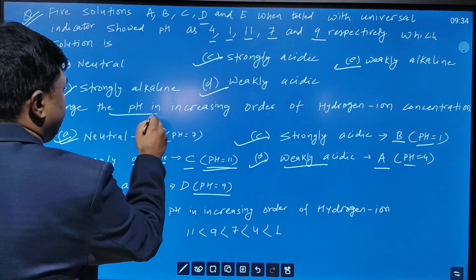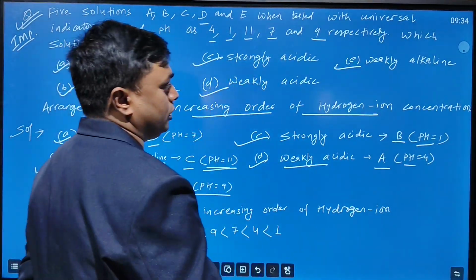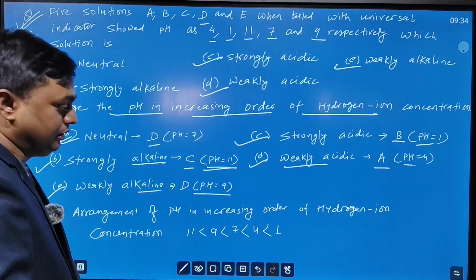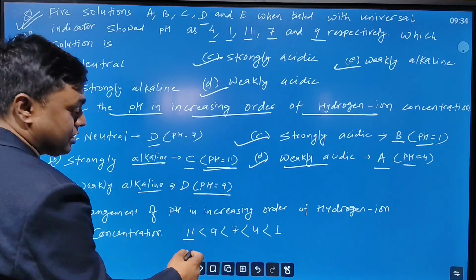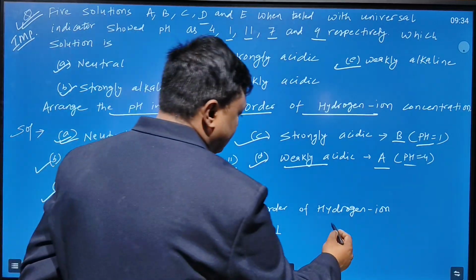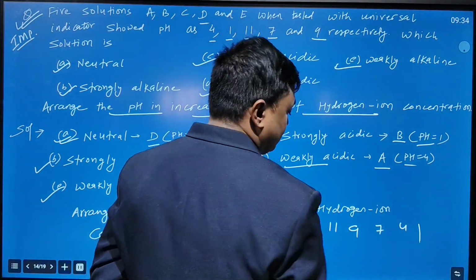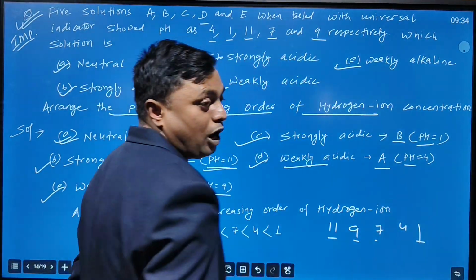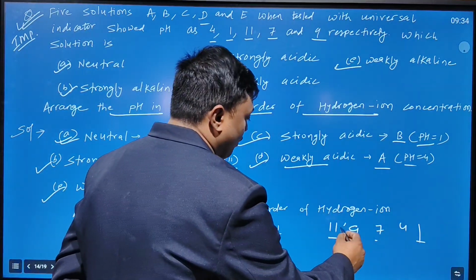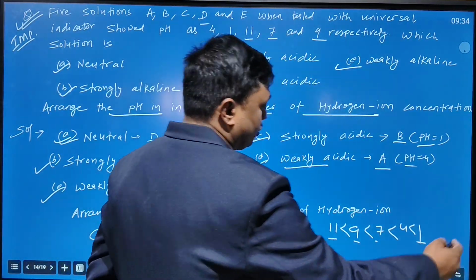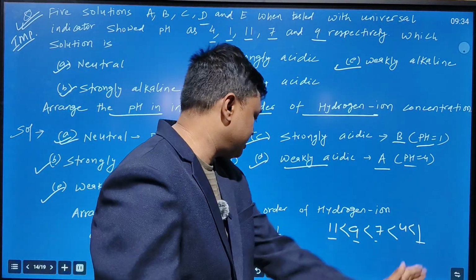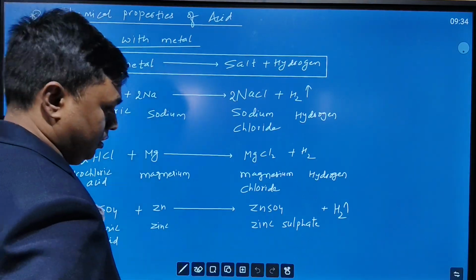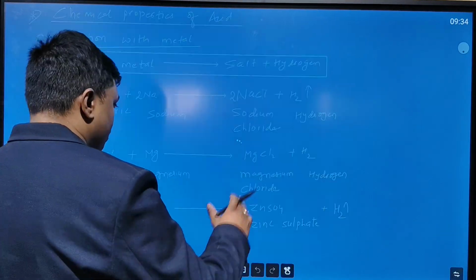When they are asking to arrange in increasing order of hydrogen ion concentration, as I told you, if pH is more, hydrogen ion concentration is less. Yes or no? Correct or not? So 11 is the maximum pH. First you arrange like this: 11, 9, 7, 4, 1. Yes or no? So more pH means less hydrogen ion concentration, or less pH means more hydrogen ion concentration. So they are asking in increasing order of hydrogen ion concentration. So this is the order: pH 11, 9, 7, 4 and 1. Yes or no? You can take the screenshots also of these questions.